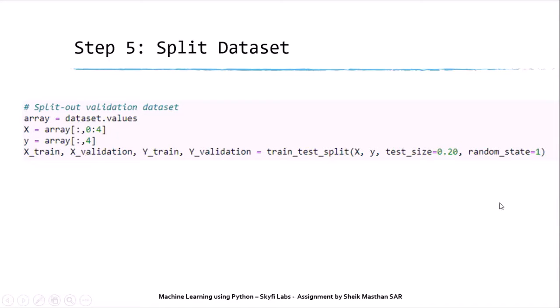The next step is to split the data set. Here we are going to split the data set into 80 and 20 percent. We are going to take 20 percent for testing and the remaining 80 percent for training. This random state one indicates that we are going to take the data not in any orderly fashion. Rather, we are going to randomly take this 80 percent for training and 20 percent for testing.